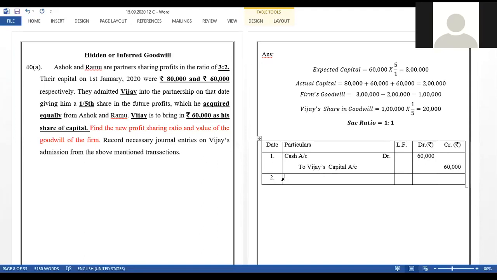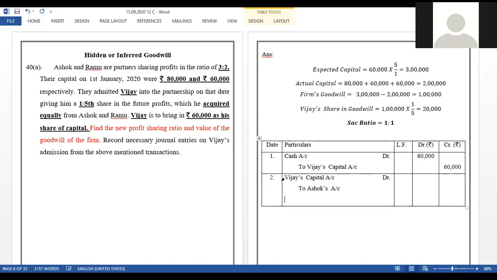Okay, second entry, new partner has not brought in goodwill, that will be shared by the sacrificing partners. Vijay's share is 20,000. We need to take this amount from his capital, so Vijay's capital account will be debited to Ashok's account and to Ramu's account, right? Okay, the amount of goodwill was 20,000 for him, and equally so 10,000 and 10,000.